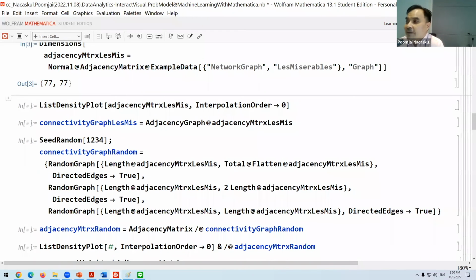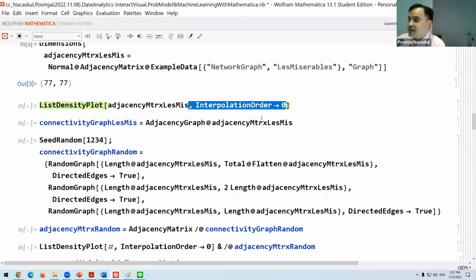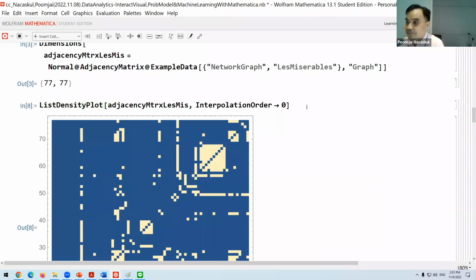Now, because the matrix is so big, one of the easiest ways is, in Python you would use matplotlib, which takes a long time. But in this case, just use what's called a list density plot. That means when the points are dense, it has a different color than when it's not dense. Normally it has interpolation, meaning it tries to smooth things out. If I put in an interpolation of 0, it doesn't smooth anything out. And this is what I get.